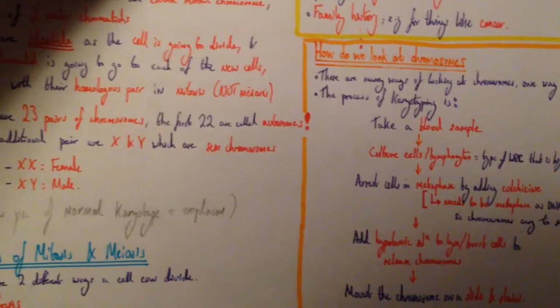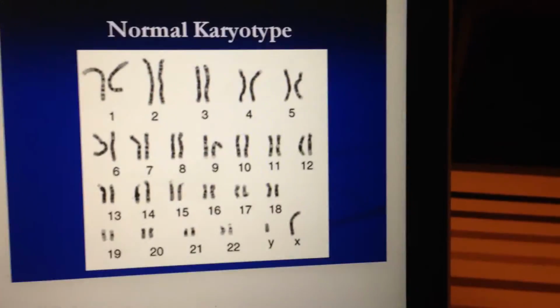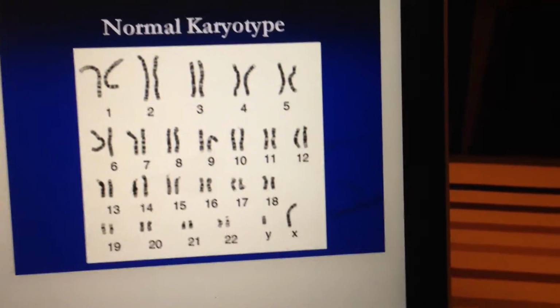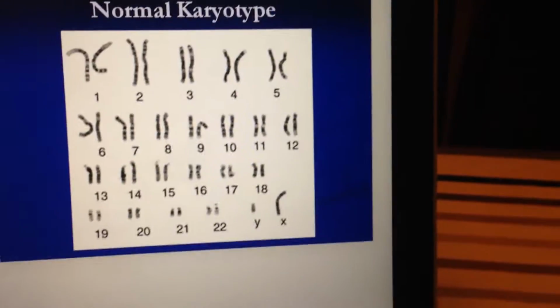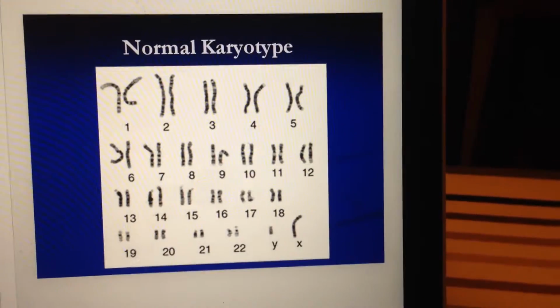And this is a picture of a karyotype. So this is all our chromosomes laid out together. These are what chromosomes in any cell will look like. If you were to take one of my skin cells and show the karyotype, it would look like this.